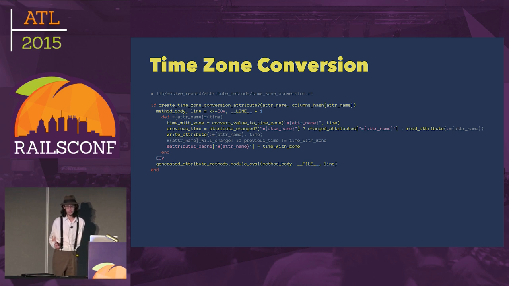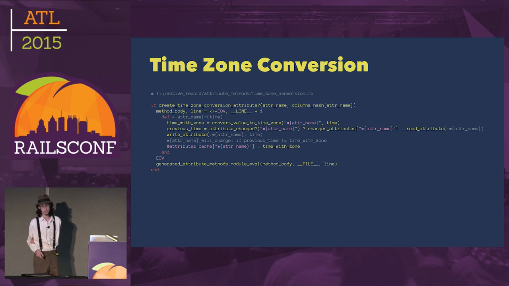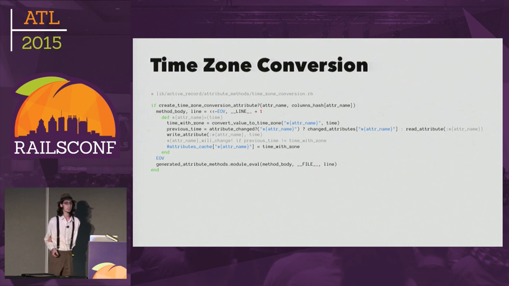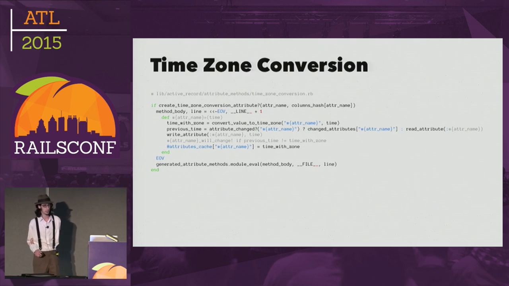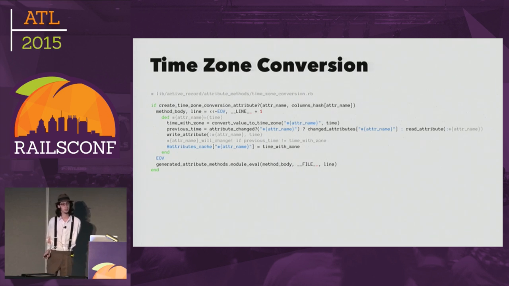So we're just overriding the writer here, but we are modifying a bunch of different behaviors. The first thing we're doing is converting it to the current time zone. Then we're basically completely re-implementing dirty checking. The second and third lines in this method are one-to-one copy-pasted from inside of the dirty module in ActiveRecord. And then once we've done that, we're jumping through even more hoops so that we can maintain the before typecast version of the attribute.